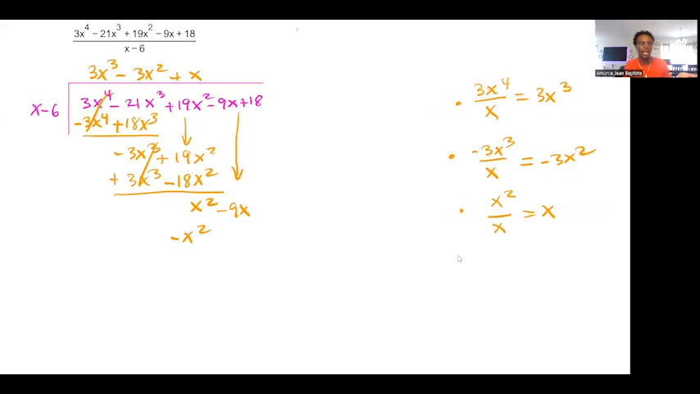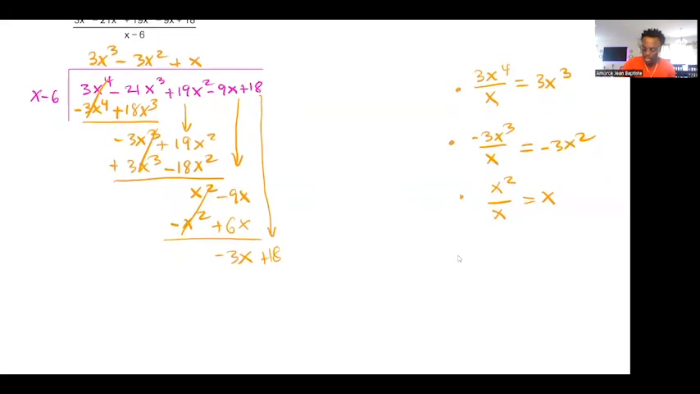X times negative 6x is negative 6. X times negative 6 is negative 6x. And then you subtract it, becomes positive 6x. And then cancel the x squared, and that's negative 3x. Drop the last term here, that's the 18.